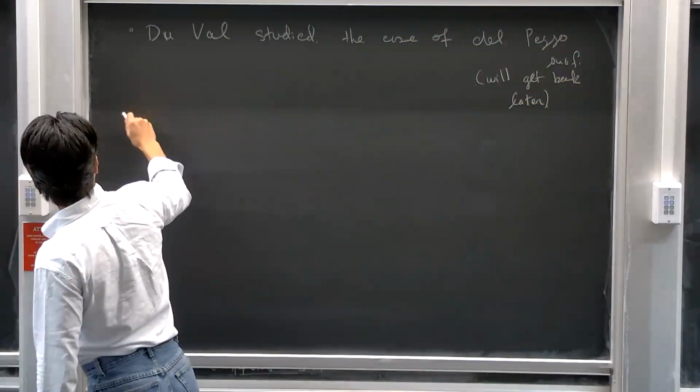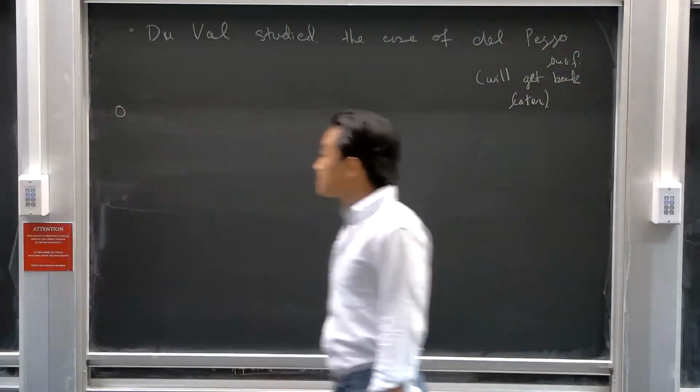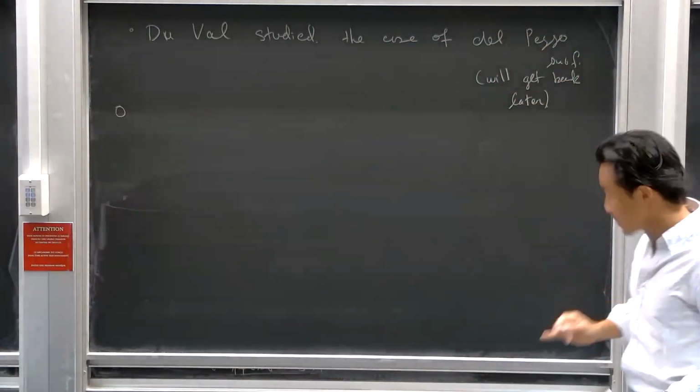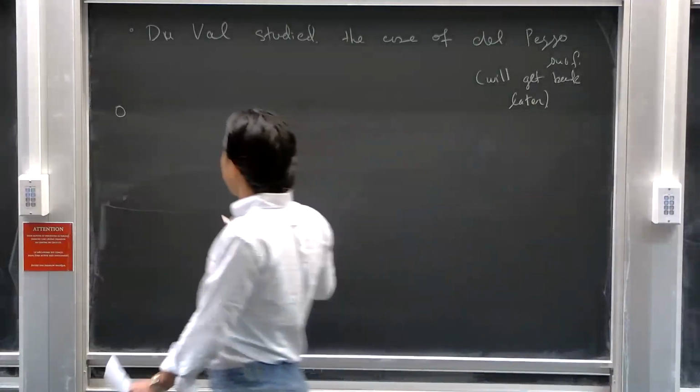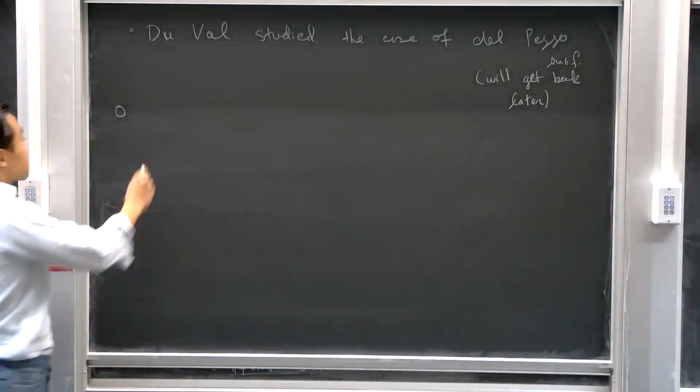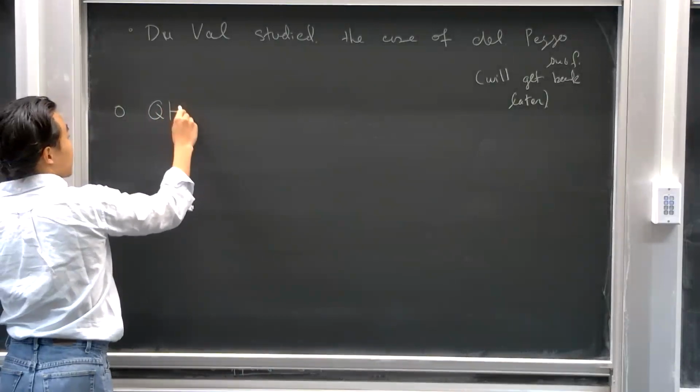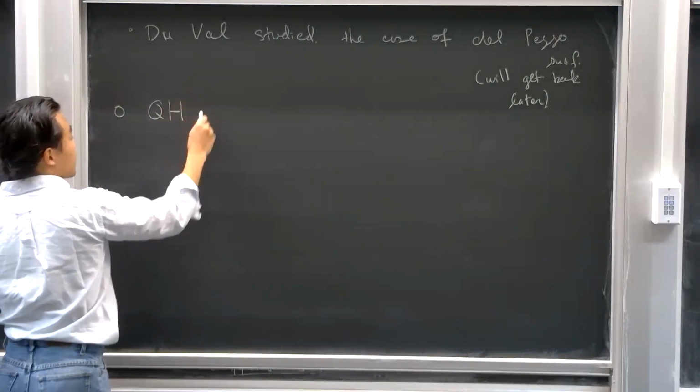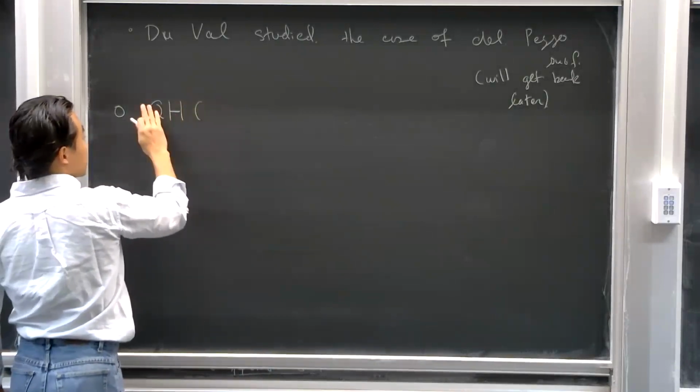So I spoke about singularities and degenerations. And I also want to review a little bit about quantum cohomologies.